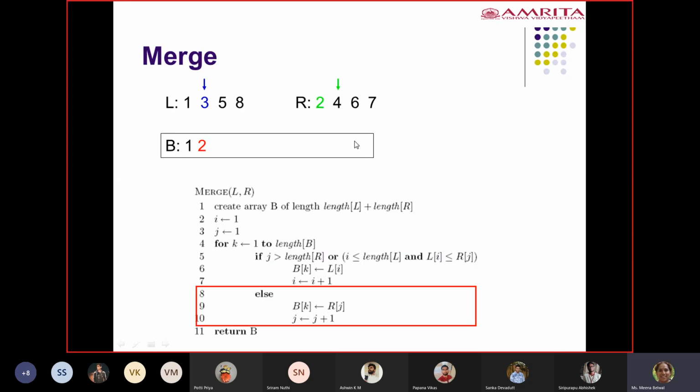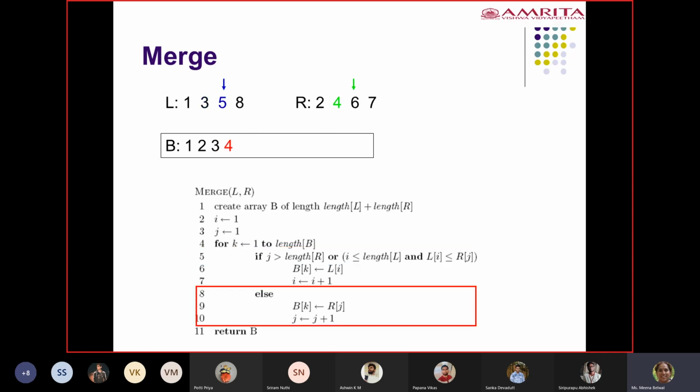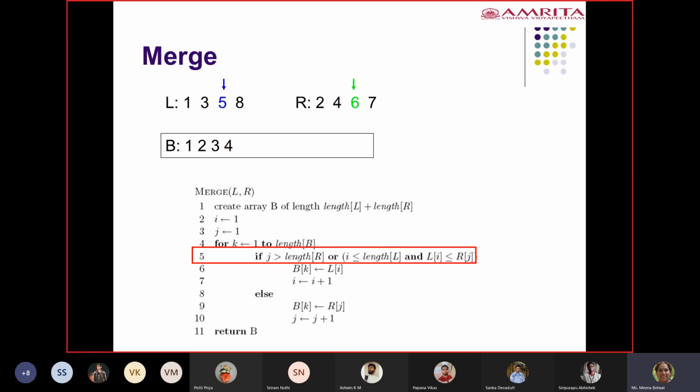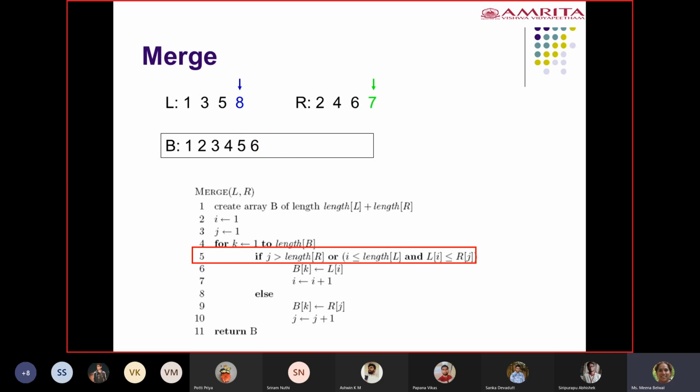Like that we are going to travel. Then again k becomes 3. Now when it goes here, this condition satisfies: 3 is less than 4. So 3 is copied here. Next time it goes to the else part, so 4 is copied here. Next time it goes to the if part, so 5 is copied here. Next time it goes to the else part, and then 6 is copied here. After 6 has been copied, it again goes to the if part.